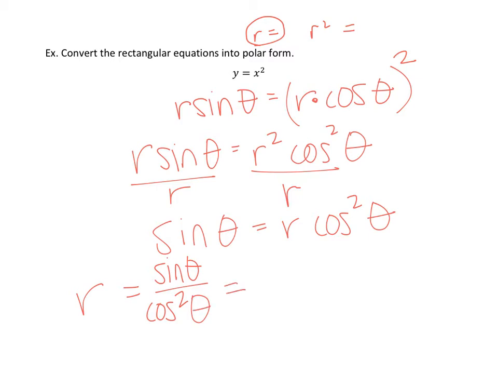Sometimes the book will go ahead and simplify. Remember that a sine over cosine is a tangent. So this would be a tangent theta. That would leave me with a cosine on bottom, which would be secant theta.